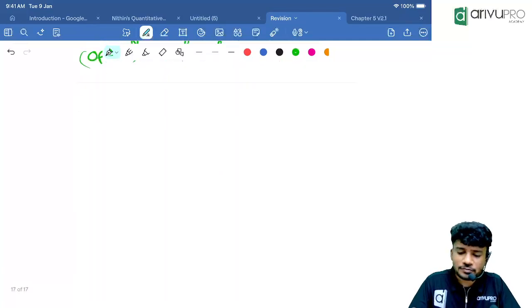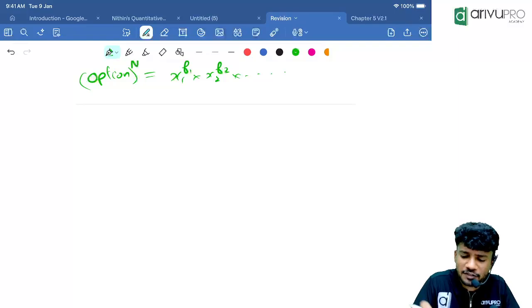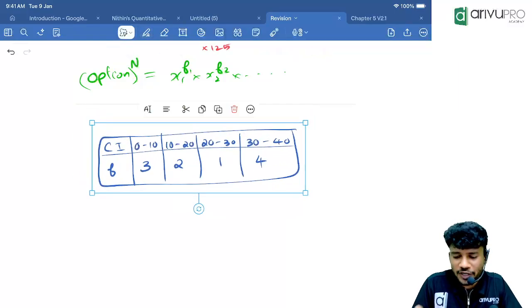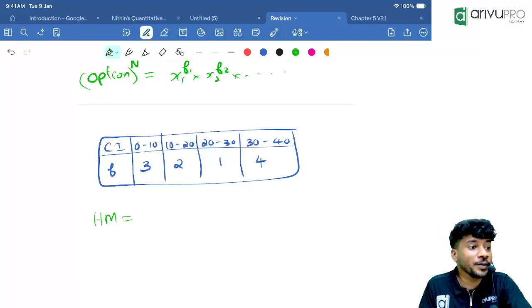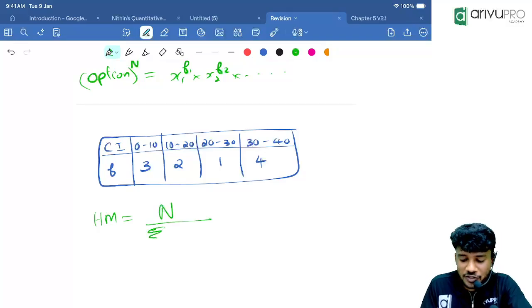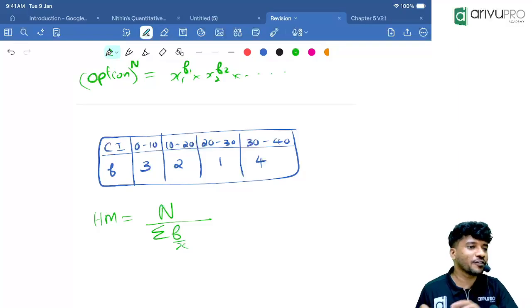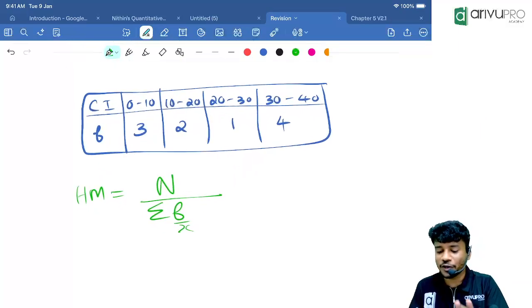Next one. Can we use the same thing for finding harmonic mean? Are you guys ready for that? First of all, what is the formula for harmonic mean? HM is what, people? For group data, capital letter N divided by summation of F divided by X. That was the formula for harmonic mean for grouped data.